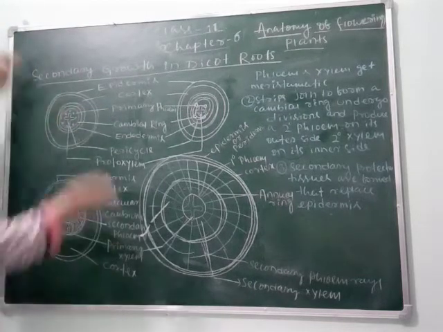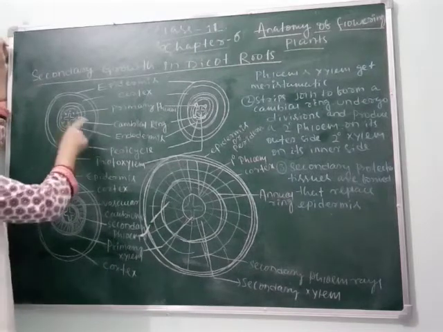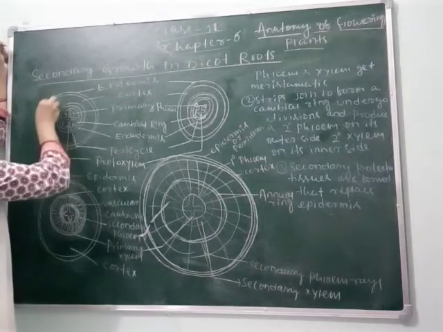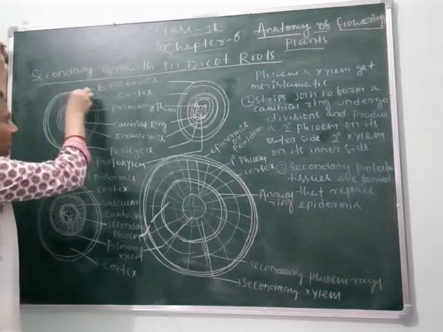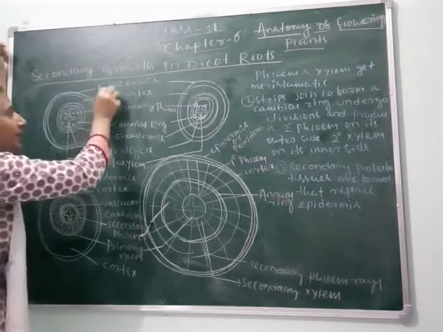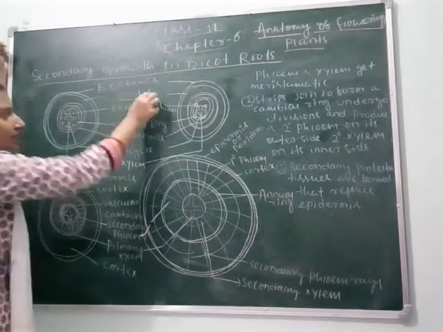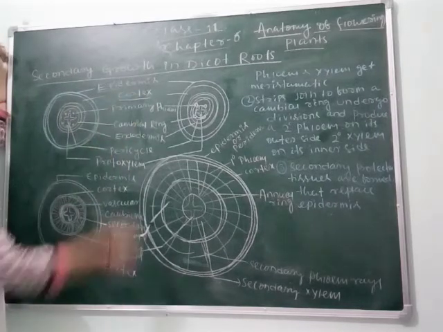You can see the diagram. If we cut a transverse section of root, we can see these parts. The first outer layer is called epidermis, as in case of leaf, in case of stem, and in case of root also the outer layer is called epidermis. Then just below the epidermis, as we know, cortex is present, like in case of stems.